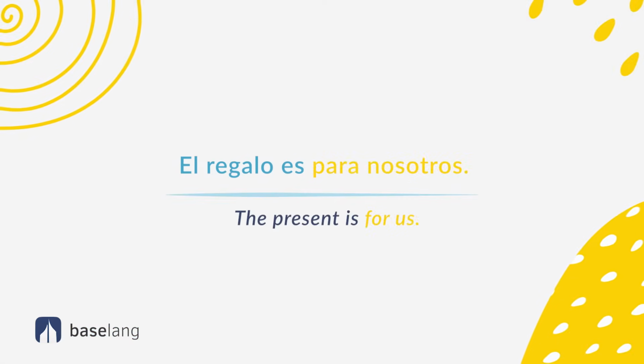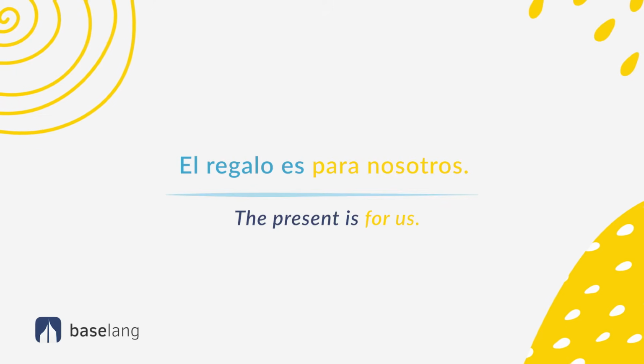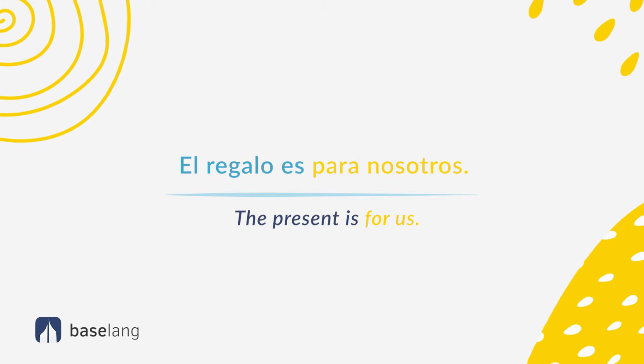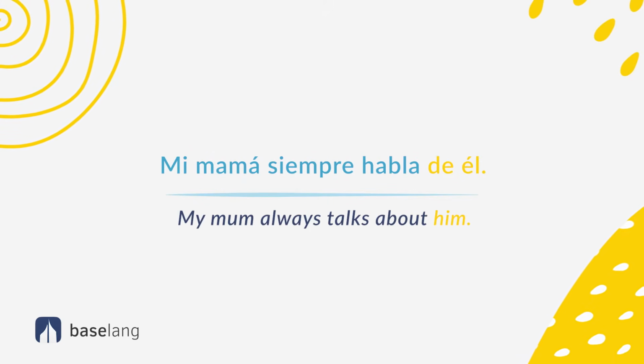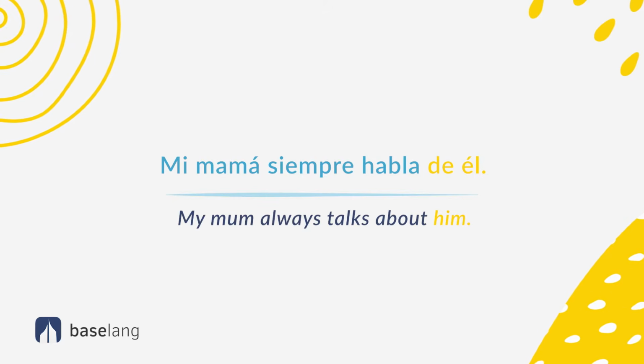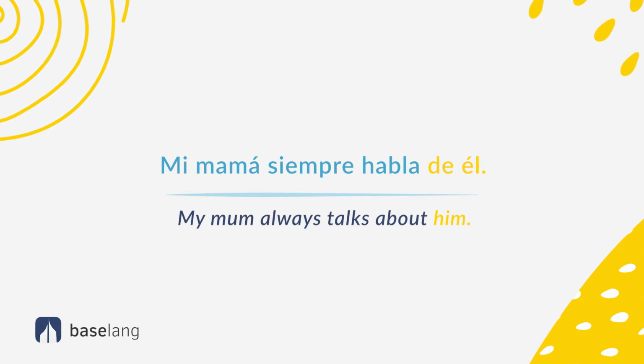Remember that if the pronoun is for anyone other than yo or tú, we can just use the Spanish subject pronouns here. El regalo es para nosotros. The present is for us. Mi mamá siempre habla de él. My mom always talks about him.